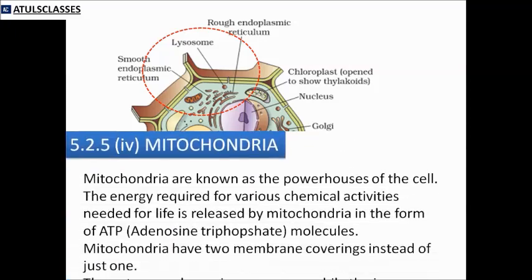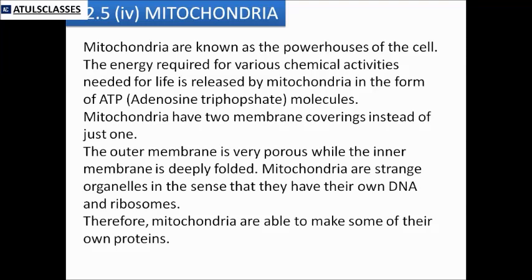The most important organelle now is the mitochondria, which are called the powerhouse of the cell because they release energy in the form of ATP, which is also called the chemical form of energy, adenosine triphosphate. The specialty of mitochondria is a two membrane covering instead of one. The outer membrane is very porous while the inner membrane is deeply folded.